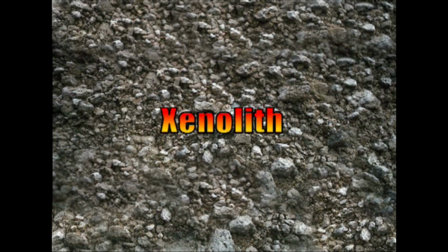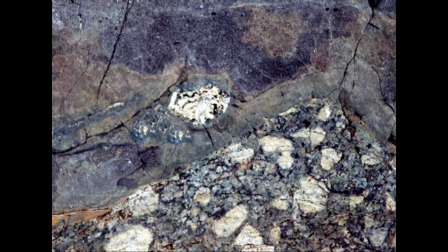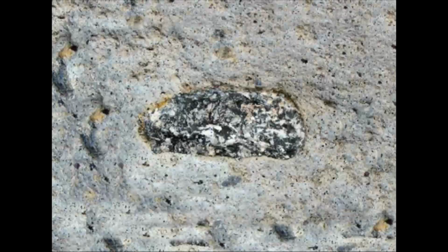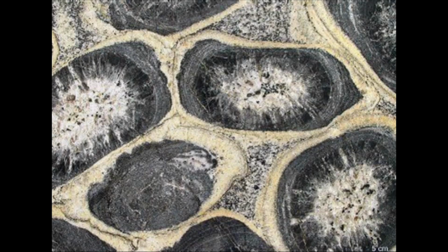Xenolith. This is a fragment of pre-existing rock, not an individual crystal, that becomes incorporated in an igneous melt. Xenoliths range from less than a millimeter to several hundred meters in size. If the foreign material is genetically related to the host, it is termed a cognate xenolith. If it is unrelated, it is said to be an accidental xenolith, usually just termed xenolith. Many orbicular textures are centered on xenoliths.